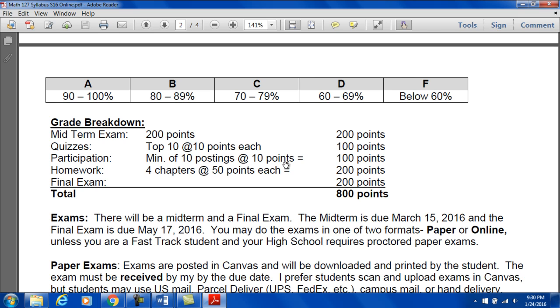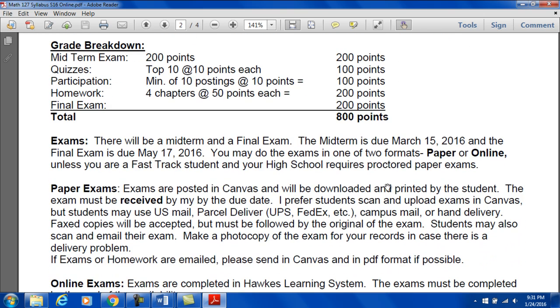Okay. Homework, 4 chapters at 50 points each. And then you have a final exam at 200 points. So there'll be a midterm and a final exam. The midterm is due March 15th, 2016, and the final exam is due May 17th, 2016.